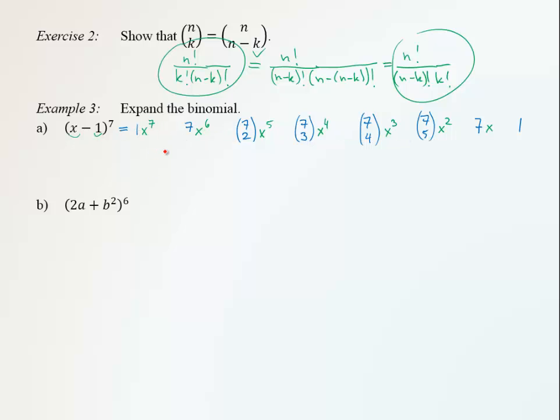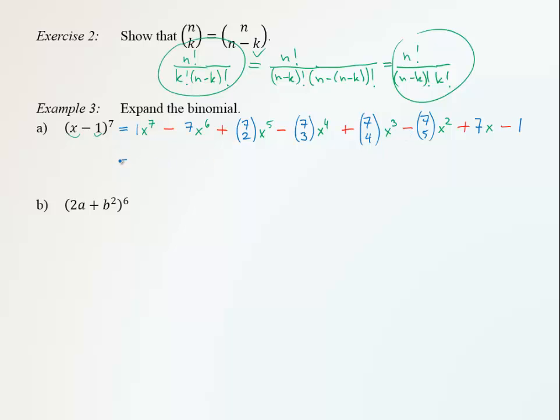Now we need to decide about the sign. Since this is a difference rather than a sum, starting from the second entry, every other term will be negative, and the remaining terms are positive. So that will be the expanded form of the 7th power of x minus 1.